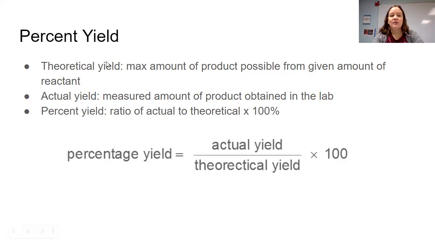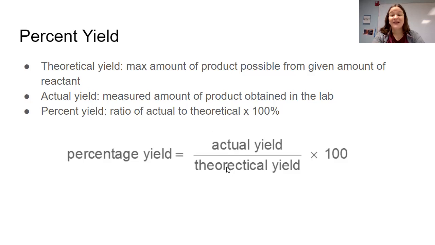Theoretically, how much would we make from our reaction? And then the actual yield is how much do I actually get in the lab? So the actual yield should always be less than your theoretical yield. In a percent yield problem, you would be told your actual yield. In a lab, and you're going to do at least one percent yield lab, it's how much do you actually measure that you get at the end. And then the percent yield is that ratio, your actual to theoretical.